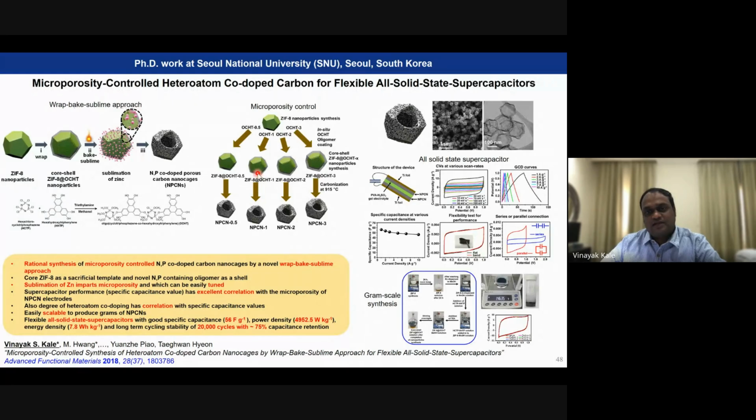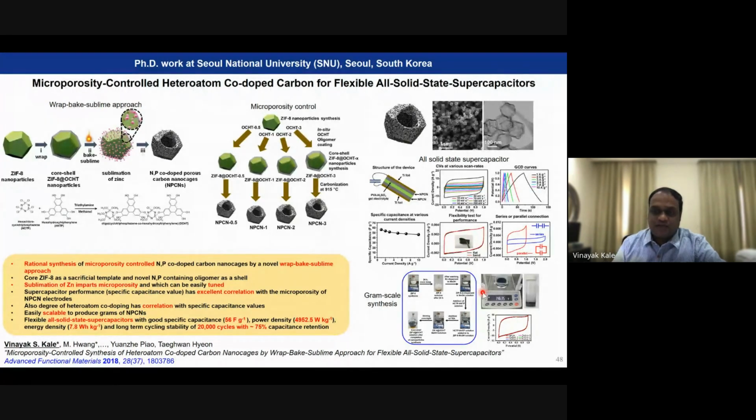Surprisingly, and as per my idea or analogy, by increasing the thickness of this oligomer, one can tune the pore size or the porosity of the resulting product. For example, as you can see from the TEM images, this is a highly porous structure. And then I could scale up this reaction to gram scale.